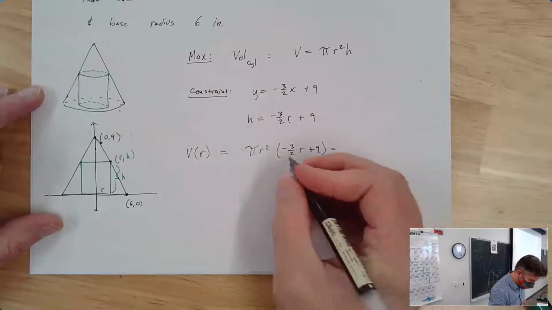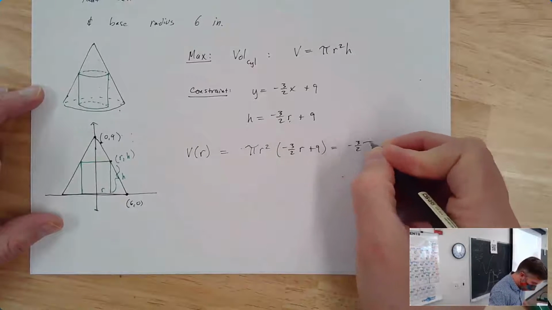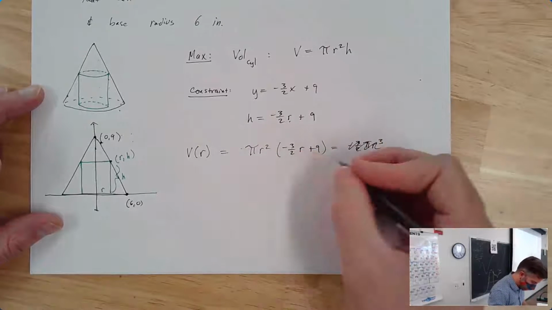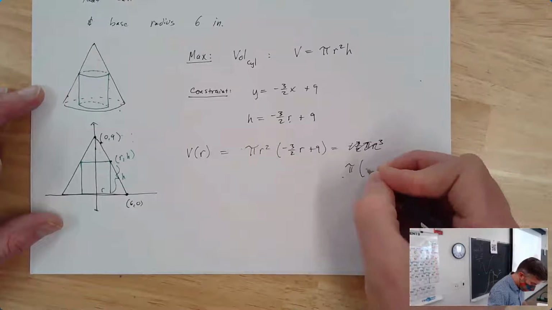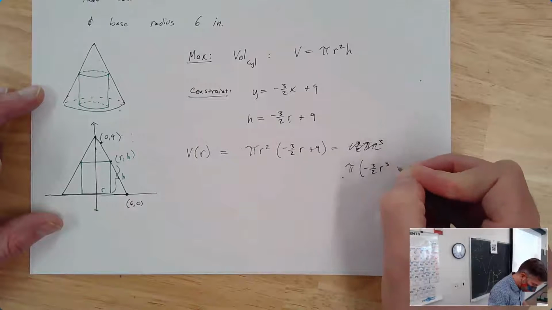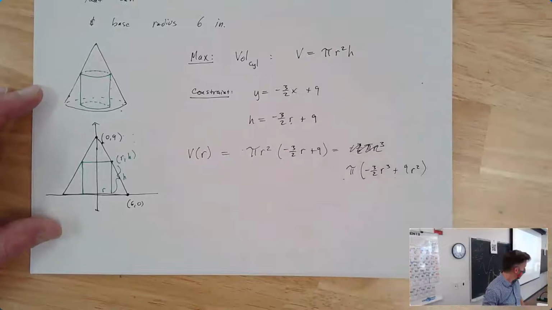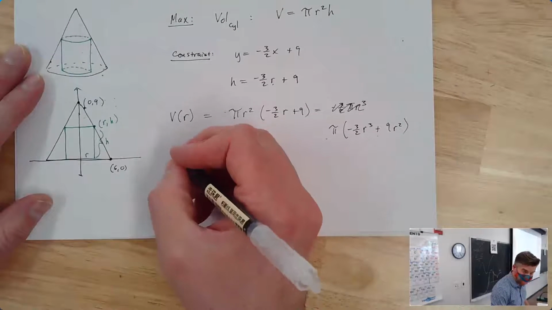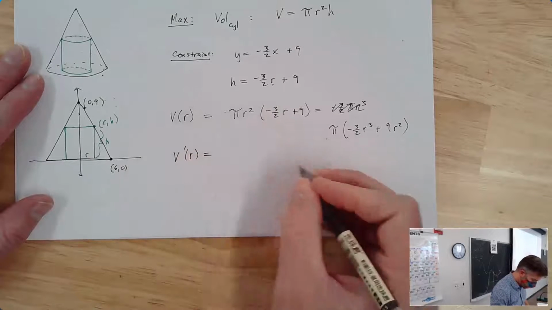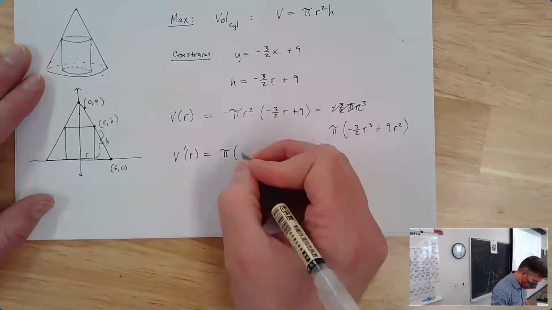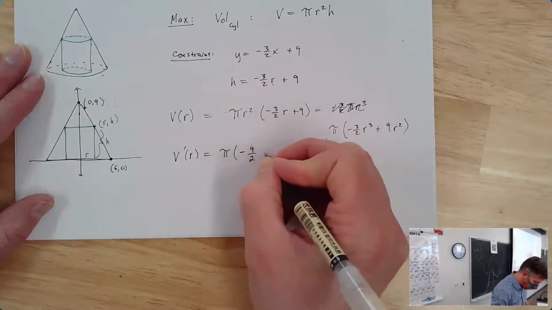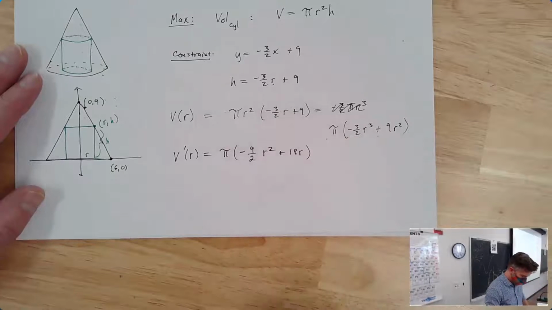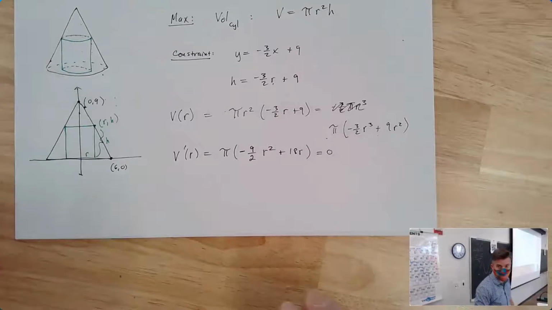Let's simplify this a little bit. That's going to be -3/2 pi r cubed. I shouldn't really multiply the pi through, that's silly. Let's keep the pi out and write it as pi times -3/2 r cubed plus 9r squared. That's a better choice. And then our derivative is going to be pi times, let's see, -9/2 r squared plus 18r. Set that equal to 0.